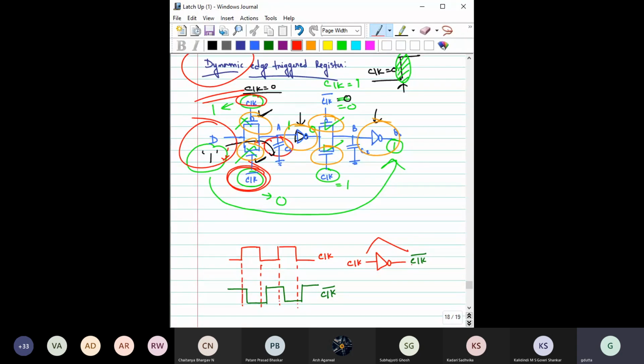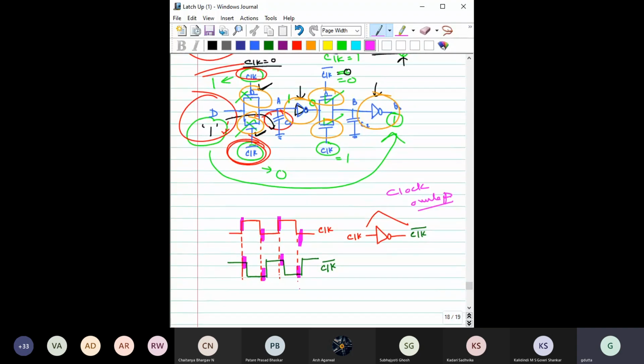If this delay is significant, then it can happen that for a certain amount of time, both clock and clock bar are equal to 1. Here you can see both clock and clock bar equal to 0, 0. This is called the clock overlap. Here also you can see 1, 1, and here also 0, 0. This is called clock overlap.